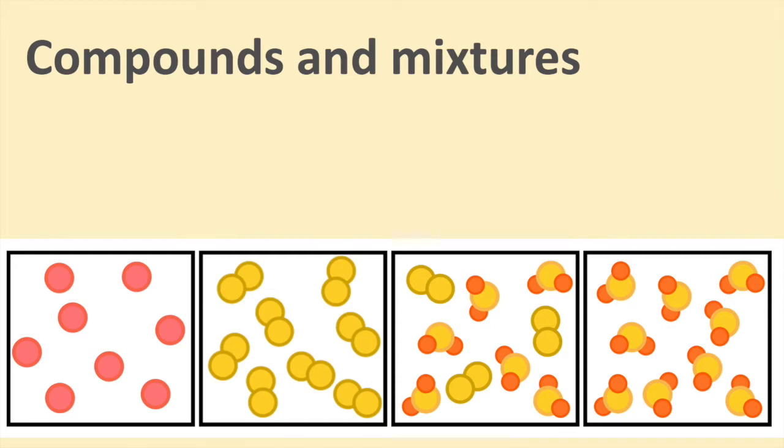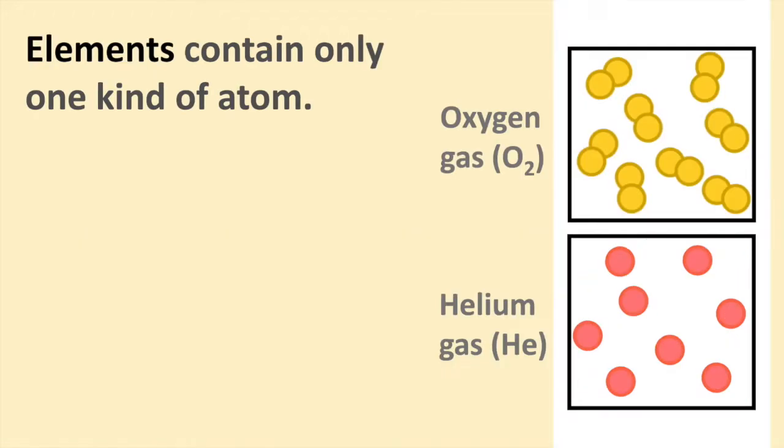This video is going to be a brief review of compounds and mixtures. Let's start by looking at elements. Elements contain only one kind of atom. Here I have a diagram of oxygen gas and helium gas, and what you can see is that the oxygen contains only oxygen atoms, whereas the helium contains only helium atoms.